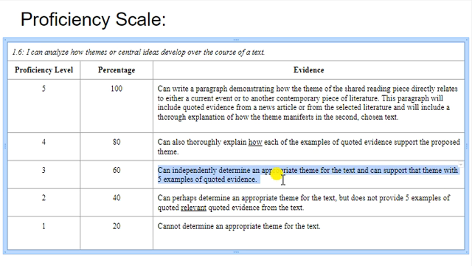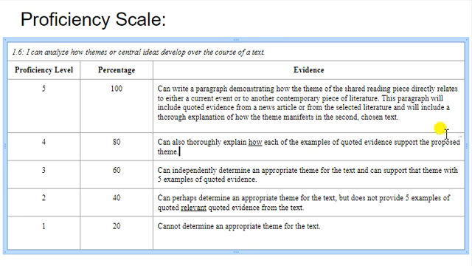Form, it's the exact same thing that you filled out to prepare for our academic discussion first semester, so it should look familiar to you. But of course, I'll show you later on in the playlist what it looks like. But that's where you're going to determine your theme and collect the quoted evidence for that. Okay? Now, to get a B, to get a 4 out of 5, you need to be able to do that, but also thoroughly explain how each of the examples of quoted evidence support the proposed theme.